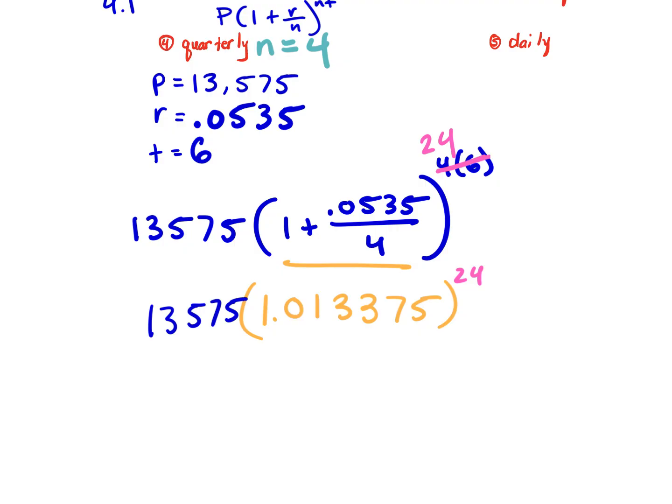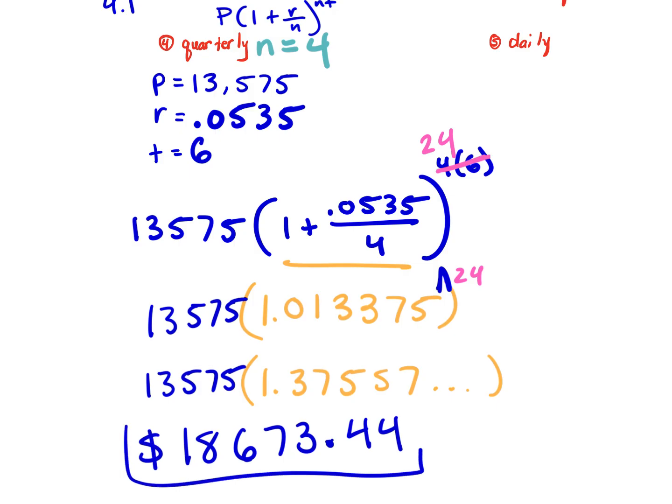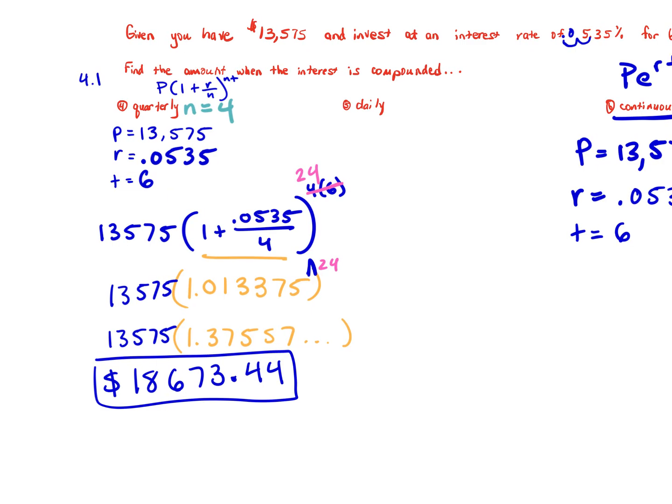So I have a little up arrow in my calculator that I can use for the exponent. So I'm going to raise it to the power of 24. That gives us 1.37557. It keeps going, but I'm going to leave it in the calculator and then just multiply it in the last step. So times 13,575. That should give you 18,673.438. So 8 tells us we round up to 0.44. So this would be our answer.